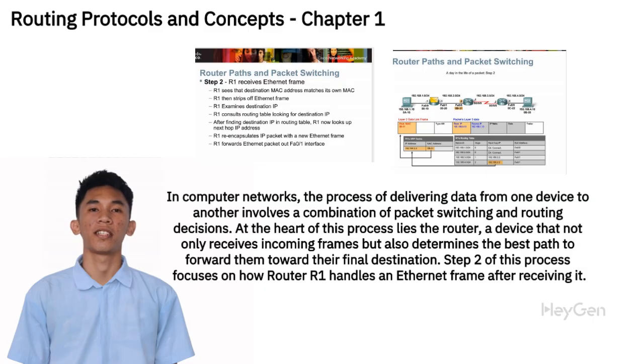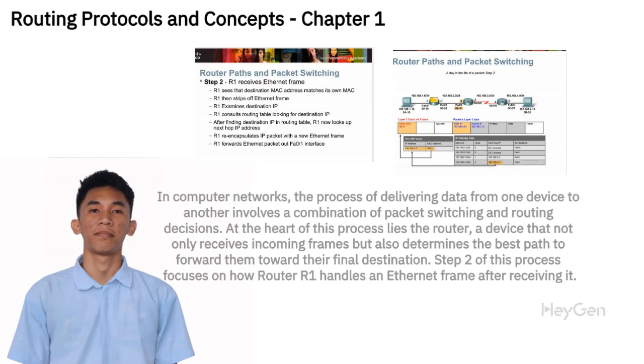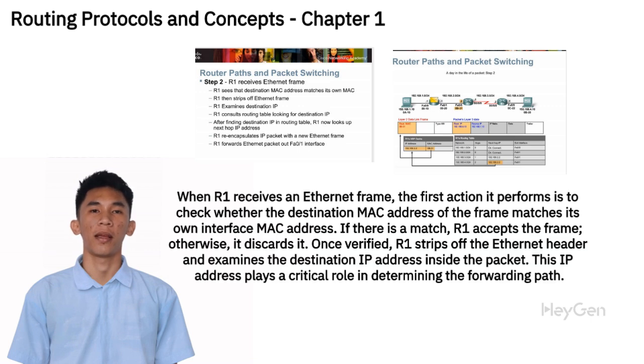Step 2 of this process focuses on how router R1 handles an Ethernet frame after receiving it. When R1 receives an Ethernet frame, the first action it performs is to check whether the destination MAC address of the frame matches its own interface MAC address. If there is a match, R1 accepts the frame, otherwise it discards it. Once verified, R1 strips off the Ethernet header and examines the destination IP address inside the packet. This IP address plays a critical role in determining the forwarding path.